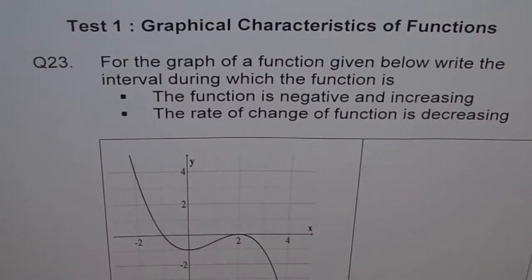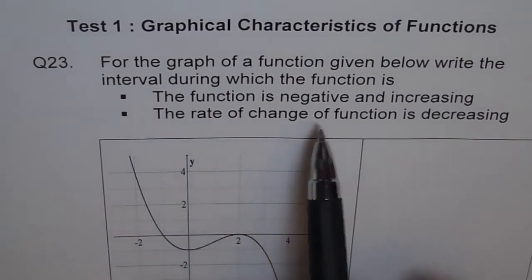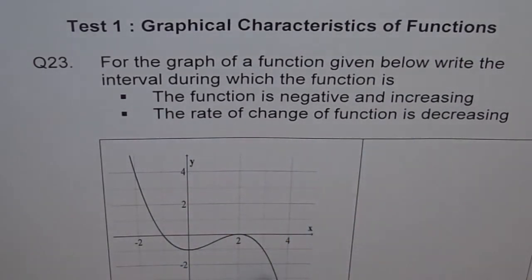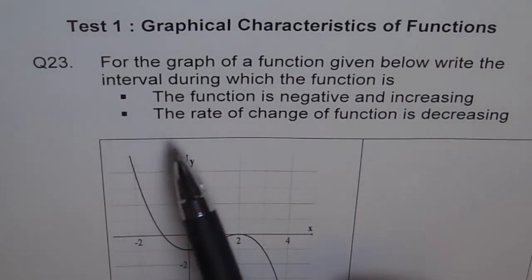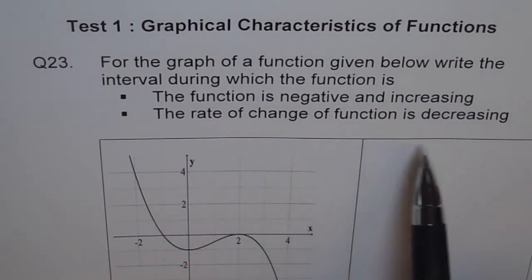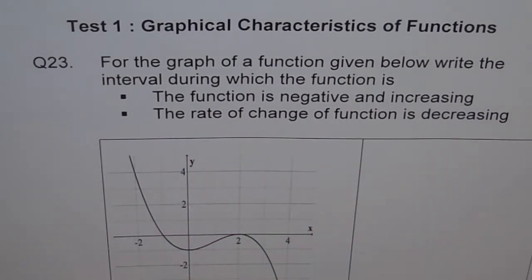Question 23. For the graph of a function given below, write the interval during which the function is negative and increasing. And the second part is where the rate of change of the function is decreasing. So that's what you want to write down.